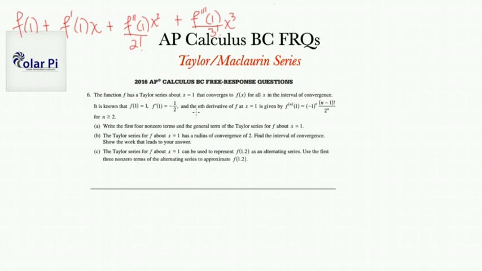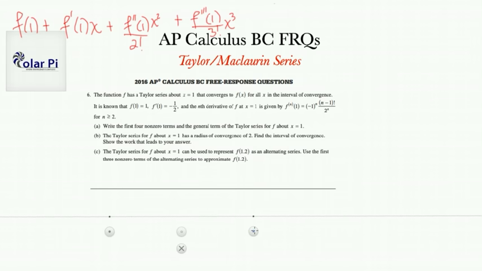But I picked this question because part B is quite different. It says the Taylor series for f of x has a radius of convergence of 2. I see. And it's centered at 1. What that means is you don't have to do the ratio test anymore. You need to find the interval of convergence. Remember, interval of convergence is always an automatic ratio test, right?